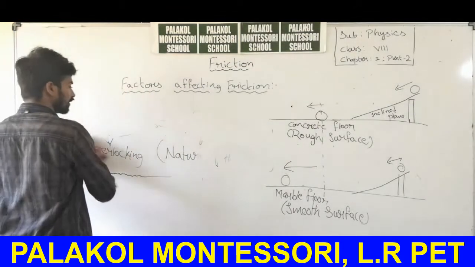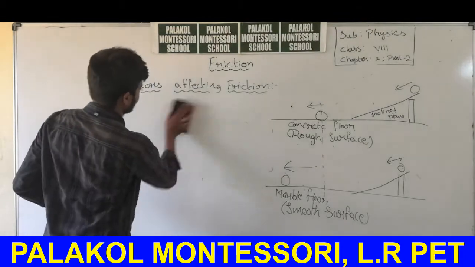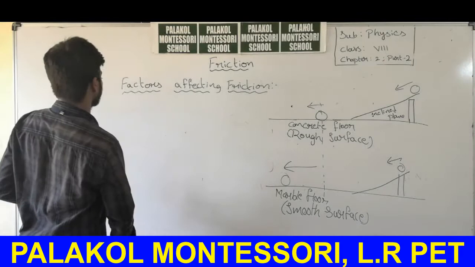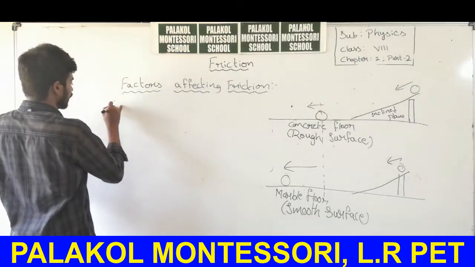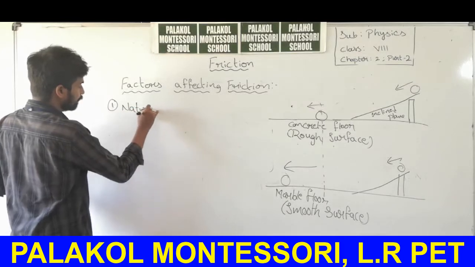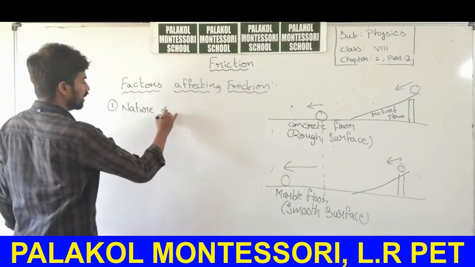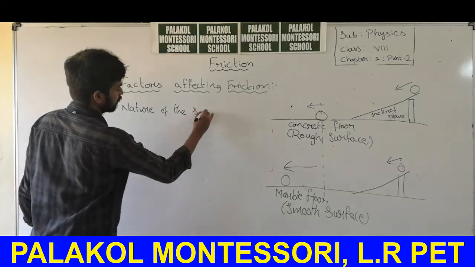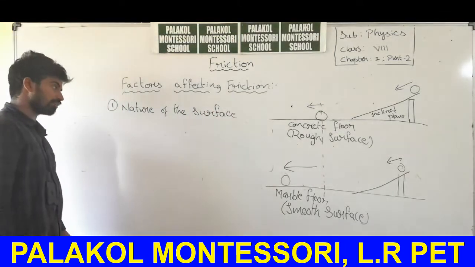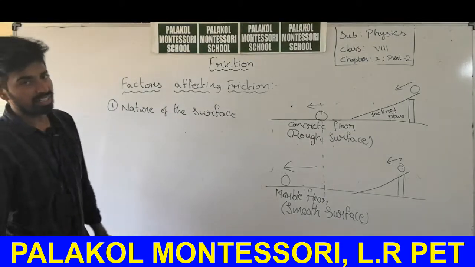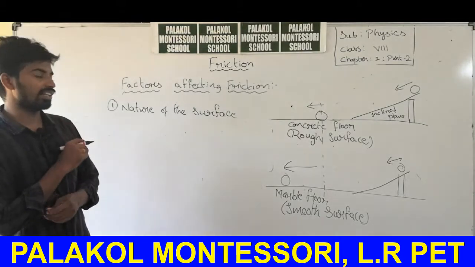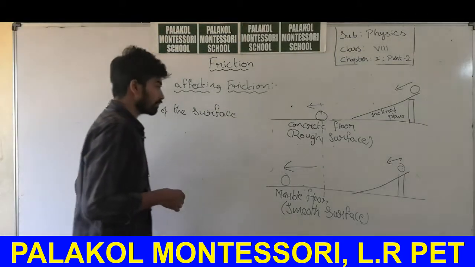So, what is the first factor affecting friction? The frictional value depends on the nature of the surface. Nature of the surface includes whether the surface is smooth or rough. Let us find out other factors which will affect friction. So, let us discuss some activity.